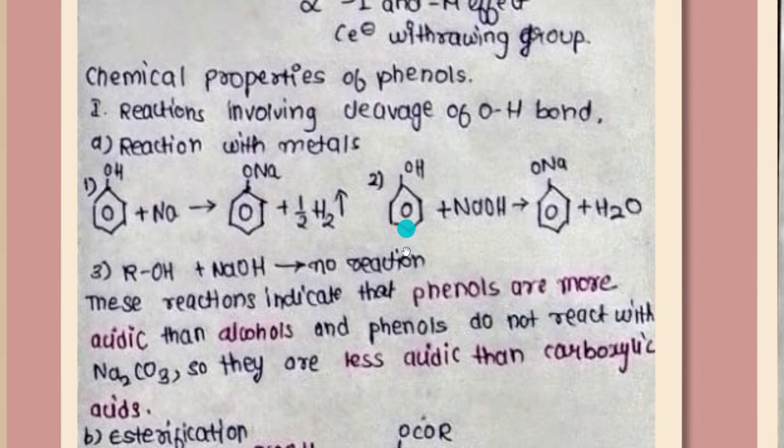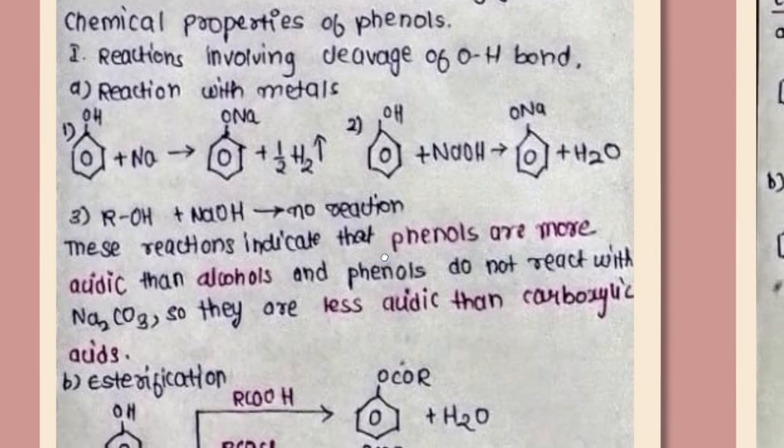Coming to the chemical properties of phenols, reactions involving cleavage of O and H bond, right? O and H are separated. So here what we have again, phenol plus sodium, we get sodium phenoxide plus half mole of H2, right? And second reaction is that phenol plus NaOH gives sodium phenoxide plus H2. Further, see, this is the difference between alcohols and phenols. Alcohols do not react with NaOH. This is the example here. See, third one. ROH plus NaOH has no reaction. But phenols can react with NaOH to form sodium phenoxide and H2O.